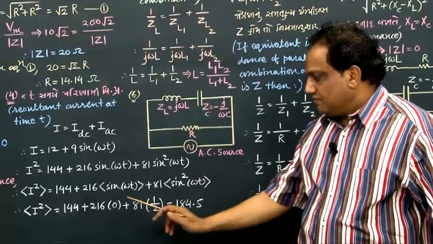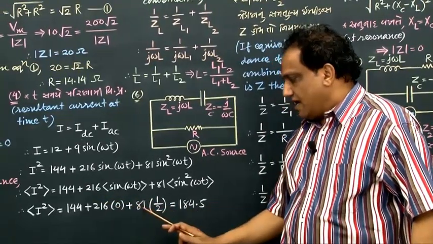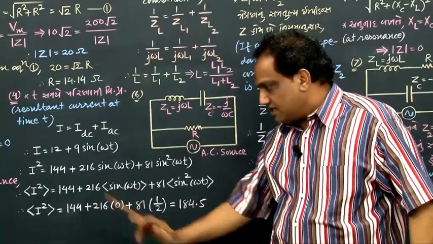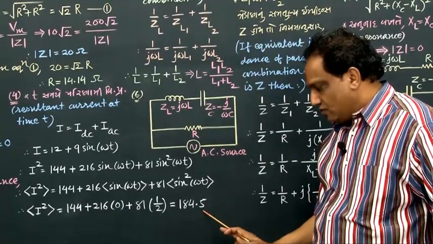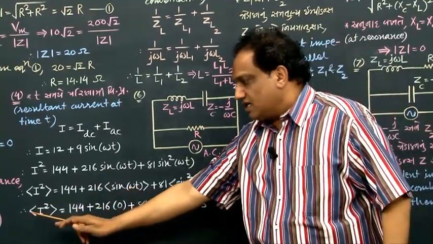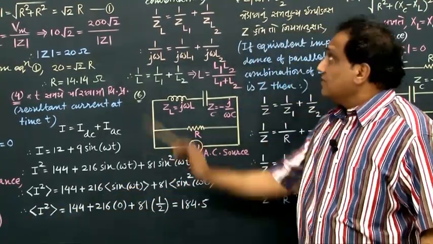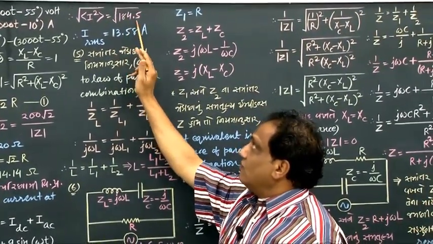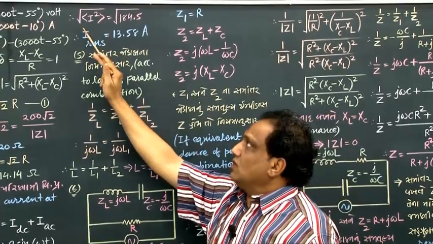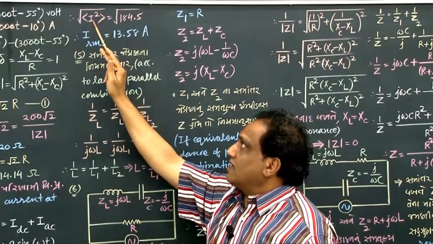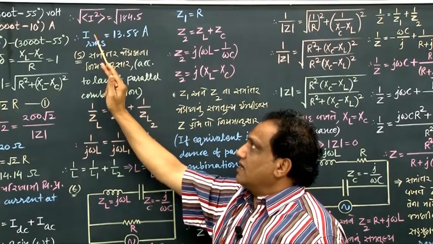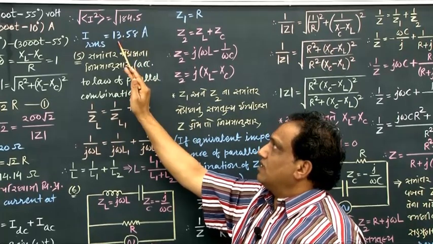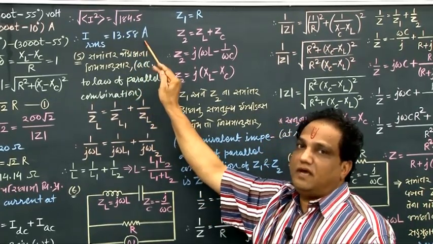Now just simplify. This part is 0 and 81 upon 2 is 40.5. Plus this, answer is 184.5. And now take square root on both the sides. Under root of average of I square, here under root of 184.5. Now what is this? Root mean square current, that is IRMS. And square root of this comes out to be 13.58 ampere.